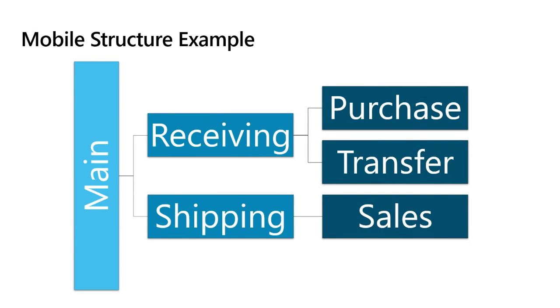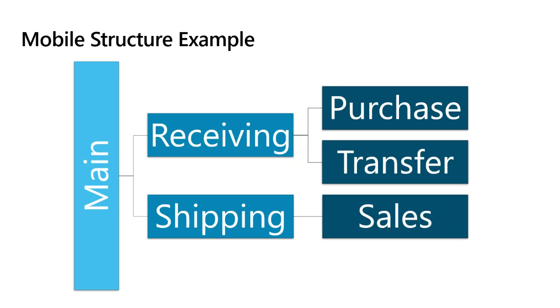So here's just an example of that mobile structure. So our menus and menu items. Reading again from left to right, when I log into the application, I may see this main menu that shows me all of the options that I have access to. Here I then drill down into a receiving menu or a shipping menu. If I choose the receiving menu, I then may see a purchase or a transfer menu item that allows me to do those types of receipts.